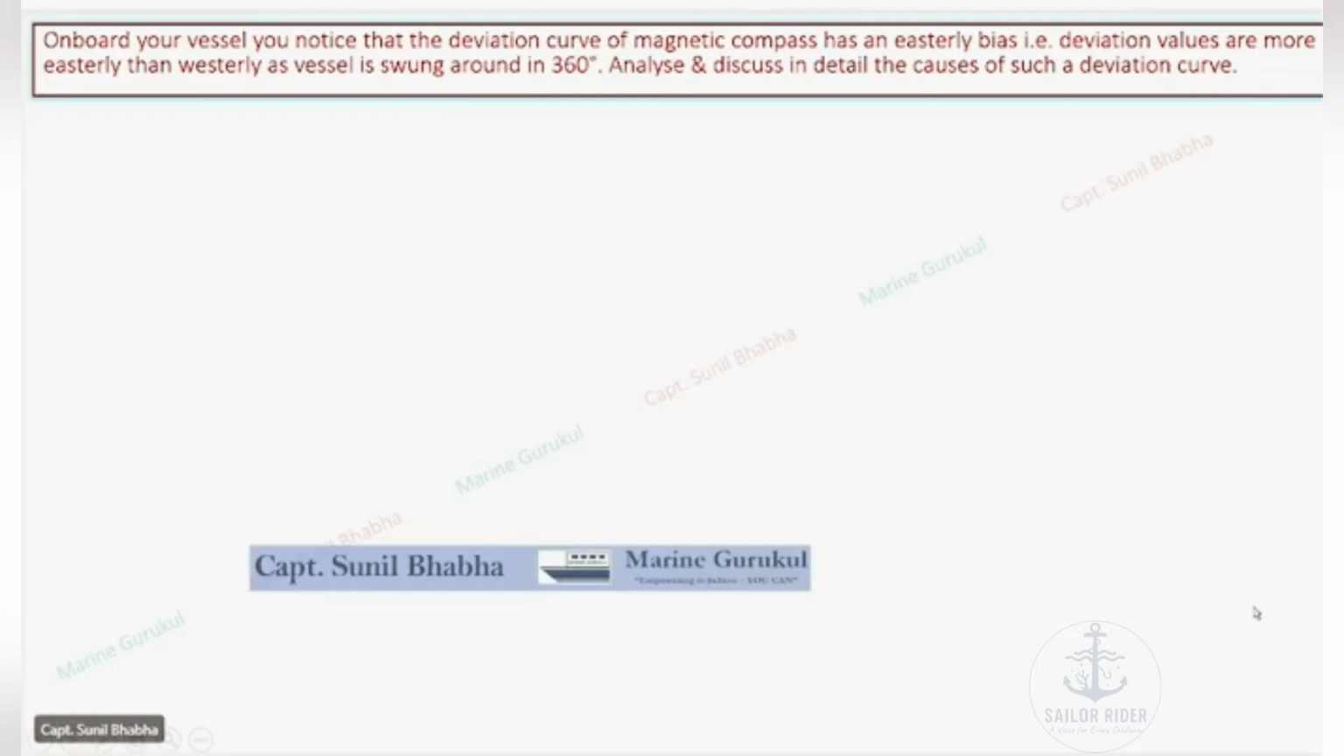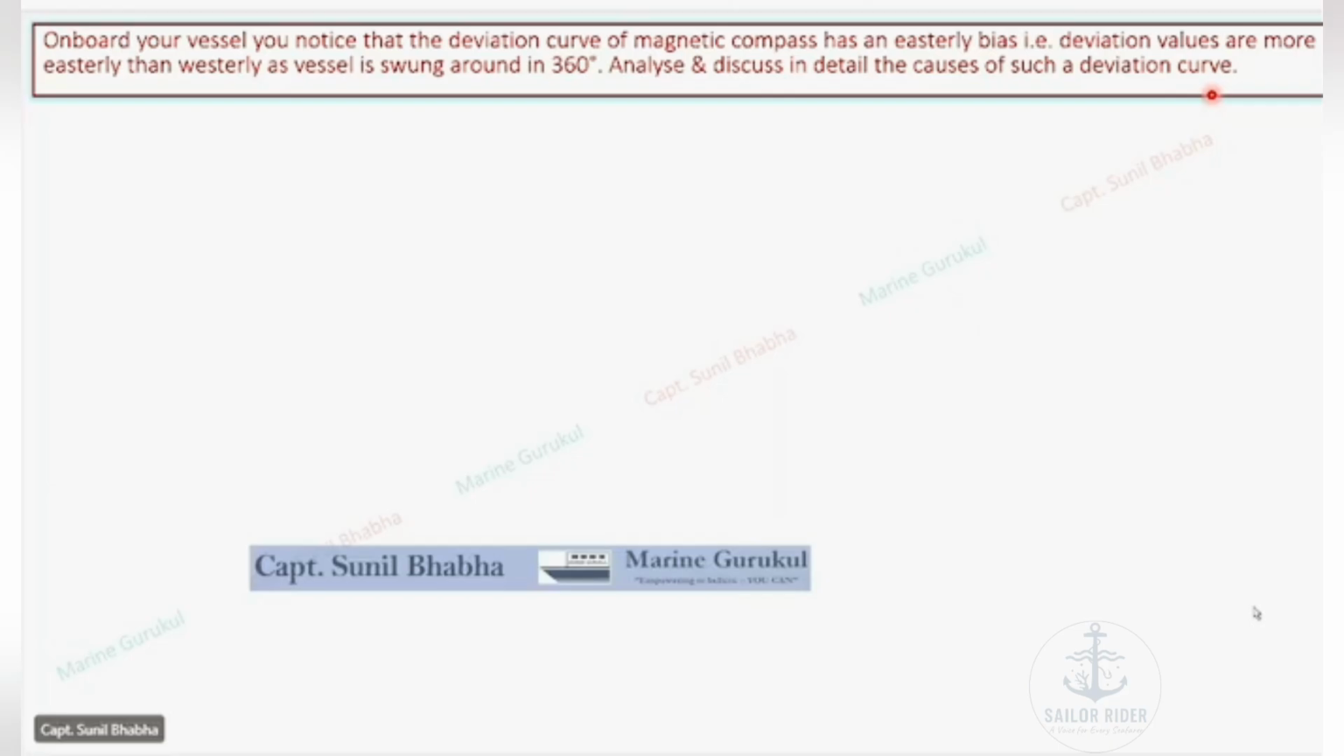We have the next question on the screen now. On board your vessel, you notice that a deviation curve of magnetic compass has an easterly bias. That is, the deviation values are more easterly than westerly, as the vessel is swung around in 360 degrees. Analyze and discuss in detail the causes of such a deviation curve.